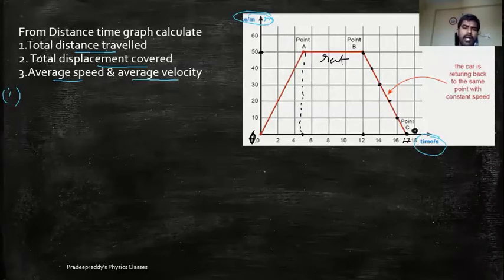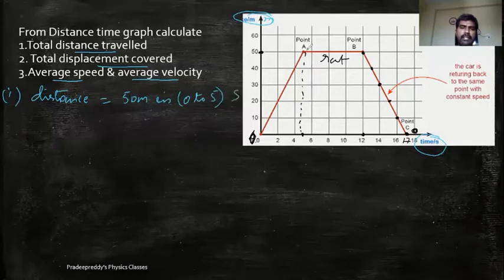So now I'll be finding out distance traveled and displacement. Distance traveled is equal to 0 to 5 second. How much length is it? 50 meter in 0 to 5 second.